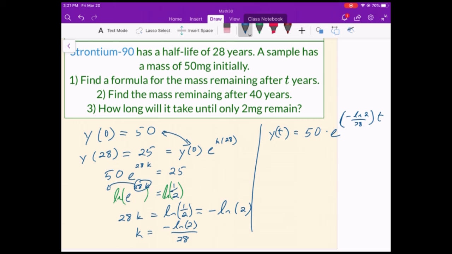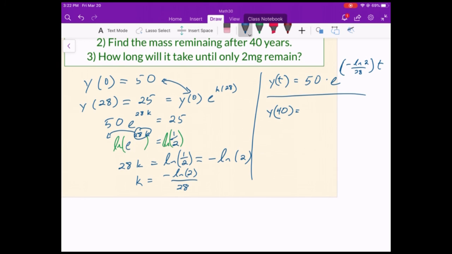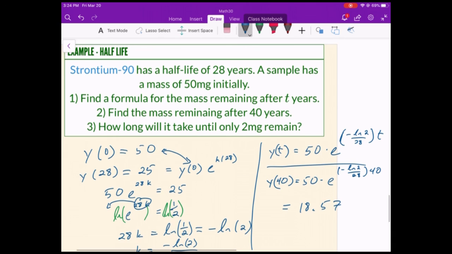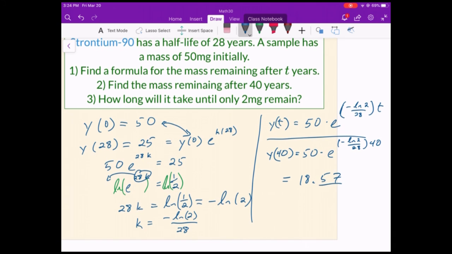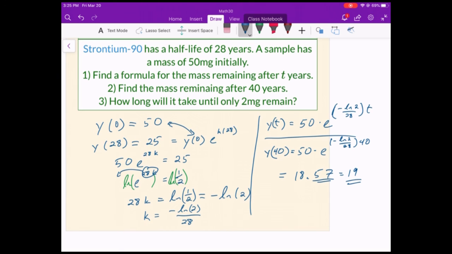All right, now it's asking us to find the mass after 40 years. Well, easy enough. Just plug in 40. 50 times e to the negative natural log 2 over 28 times 40. Looks like that's going to come to about 18.57. And I assume we can't have fractions of strontium-90, so I'm going to round that up to 19.